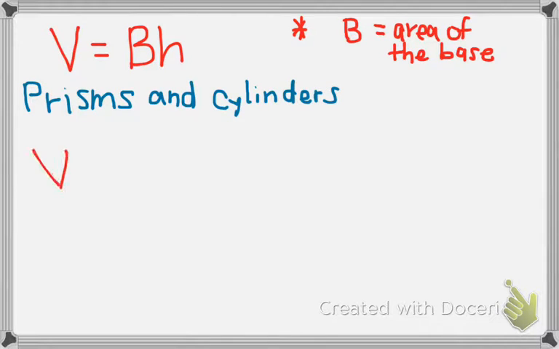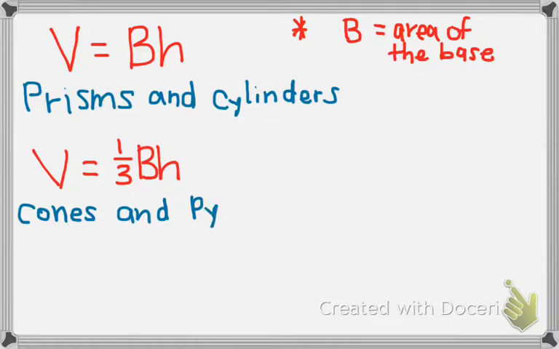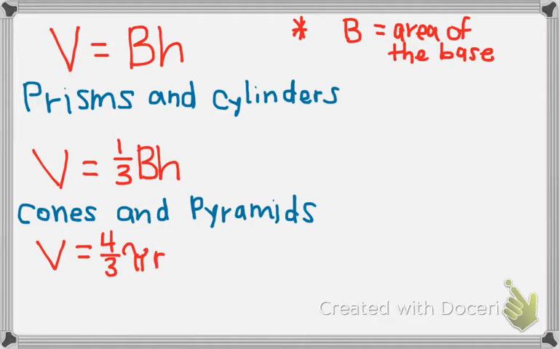Sometimes we don't need the whole volume formula. We only need a third of it. So 1/3 times the area of the base times the height. We'll use this for cones and pyramids. And last, volume equals 4/3 pi r cubed. This is for spheres. Add these to your formula chart. We'll be using them in class.